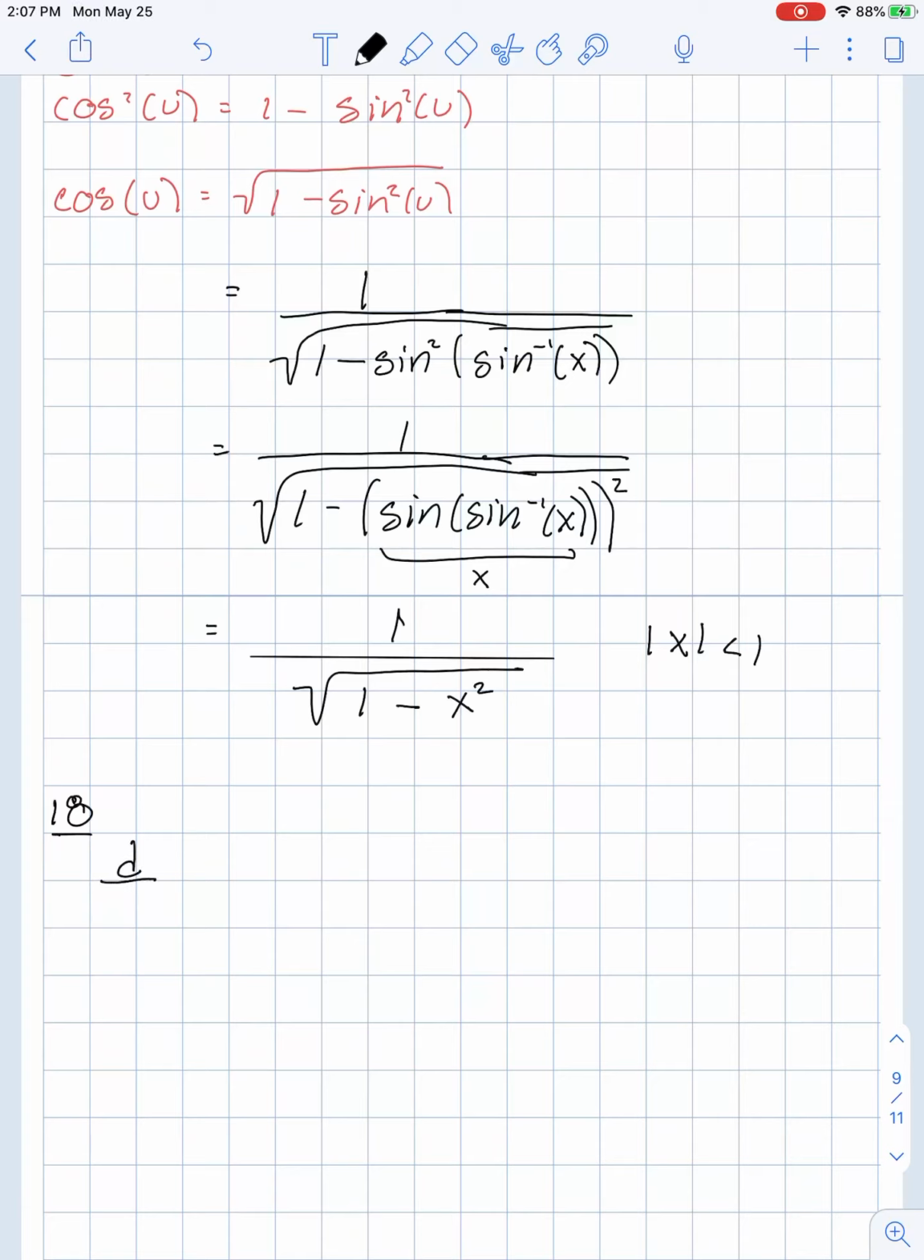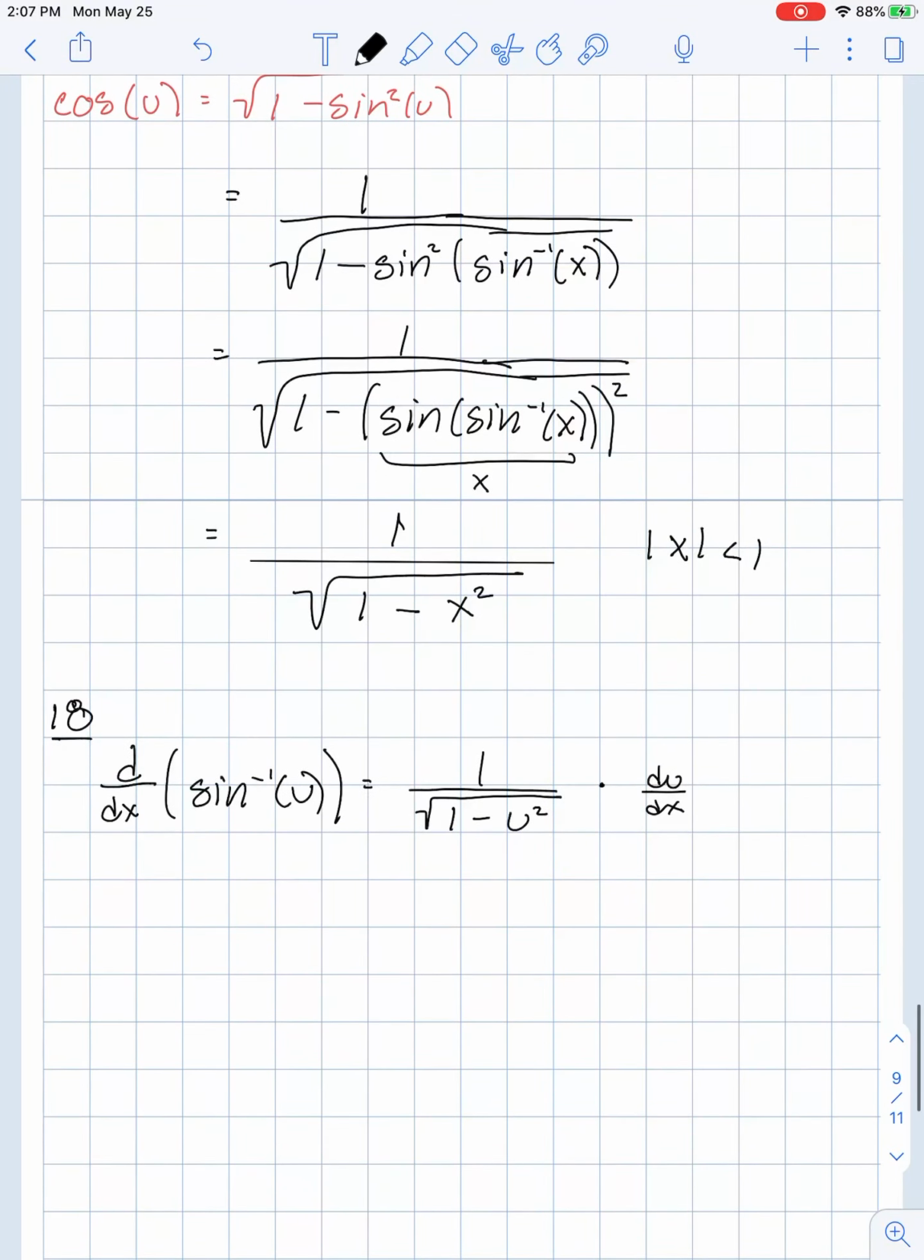So the derivative with respect to x of sine inverse of x equals 1 over the square root of 1 minus x squared. All derivative rules now have u's: 1 over the square root of 1 minus u squared times du dx. If you don't like writing du dx, just write u prime, just as long as you know it's the inside derivative with respect to the variable. Alrighty, so let's now move on to secant.